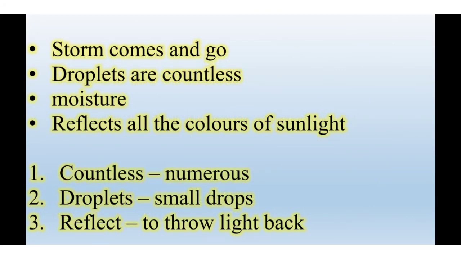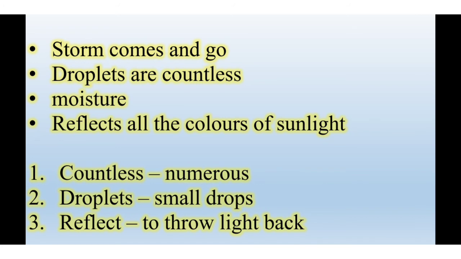So kids, which form of water can we see here? Yes, it is describing the rainbow. So the storm comes and it goes, but we cannot count it. Why? Because it is countless. The raindrops are numerous and they start floating in the air. These small raindrops start to float in the air.